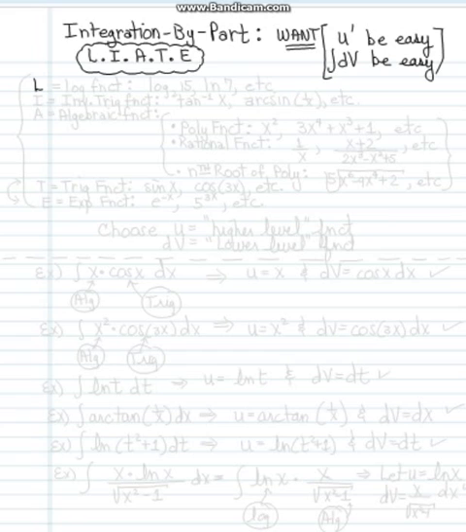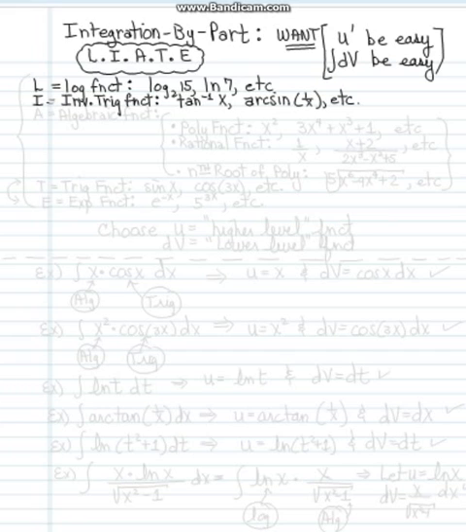L equals log function. That would be like log base 2 of 15, or the natural log of 7, etc. Then the I stands for inverse trig function. An example of an inverse trig function is arctan, we'll write tan inverse of x, or we could say arcsine of 1 over x, etc.